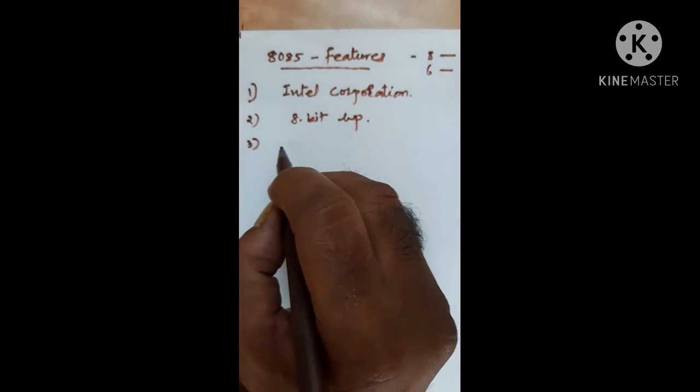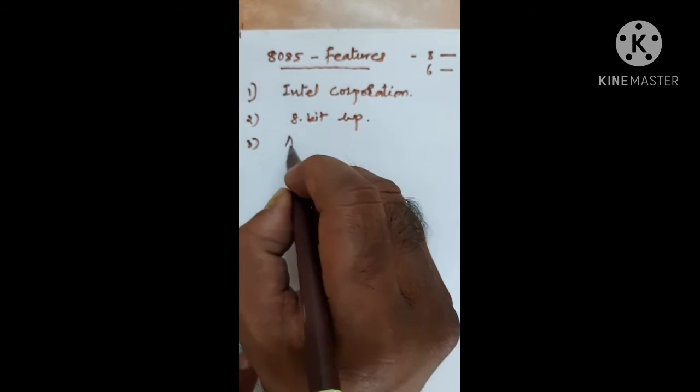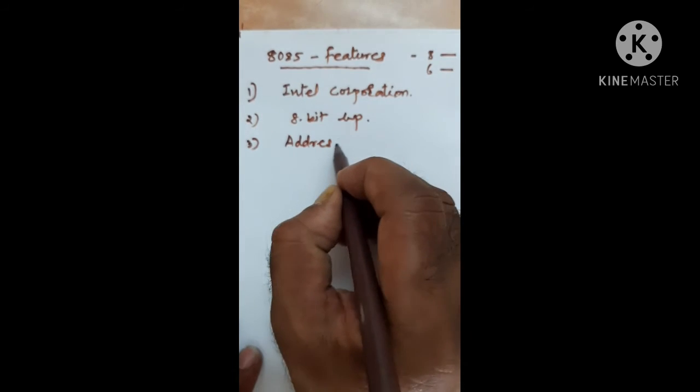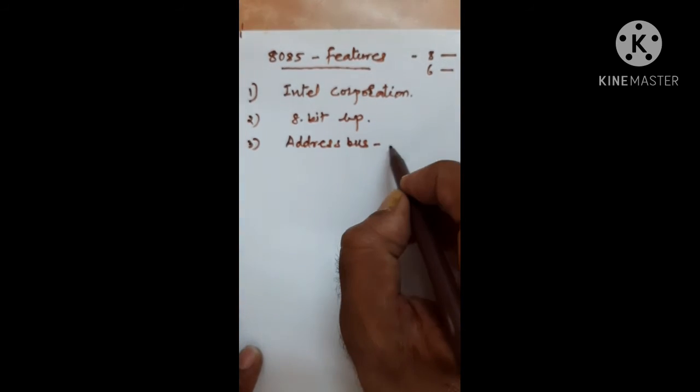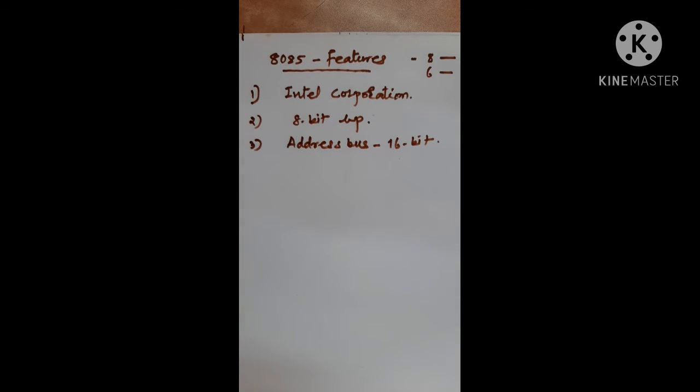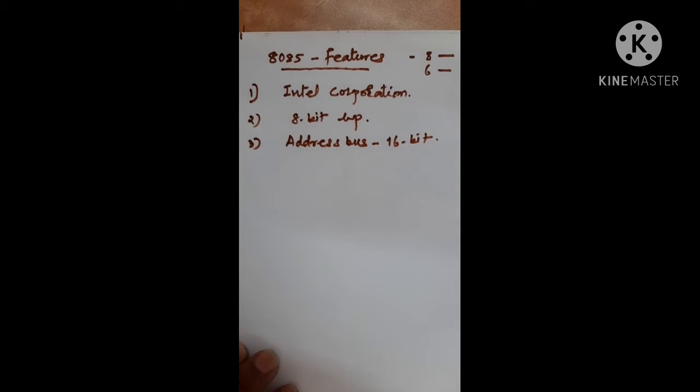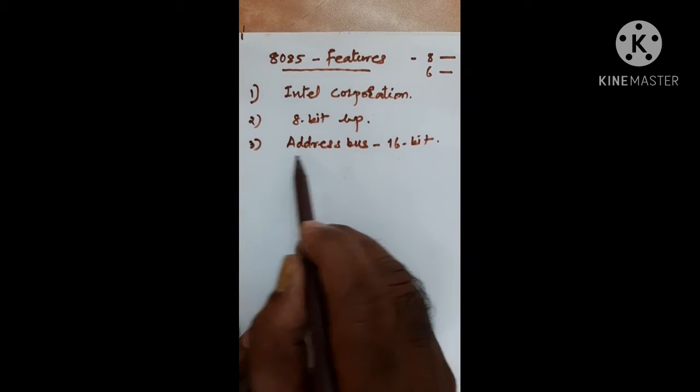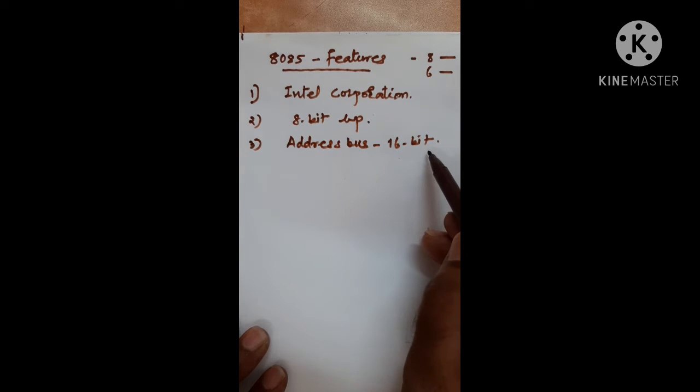Third, it contains an address bus of 16-bit. The address bus is required to carry the address information from the microprocessor towards the other supporting ICs, or mainly memory ICs, where the memory locations and memory addresses are there. Any one address or location can be initialized by the address bus. So the width here is 16-bit.